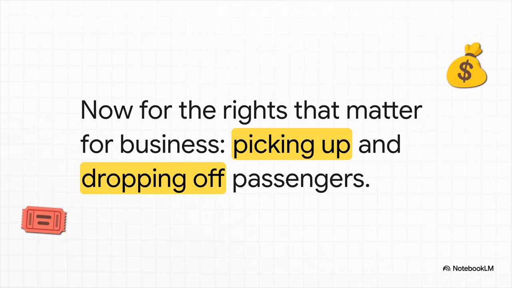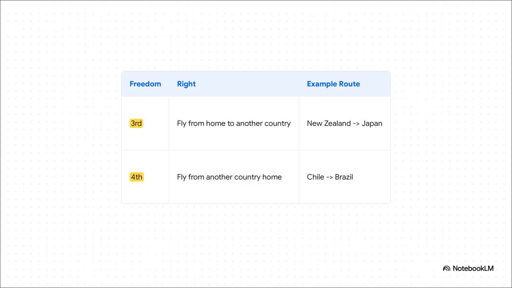So flying over and refueling is one thing, but it doesn't exactly pay the bills, does it? For that, airlines need what are called traffic rights. These are the permissions that actually let them do business and make some money. And this brings us to the absolute bread and butter of international travel, the third and fourth freedoms. The third is the right to fly from your home base to another country. The fourth is the right to fly back home. These 2 are almost always granted together, and they are the foundation of pretty much every international round-trip ticket you've ever bought.